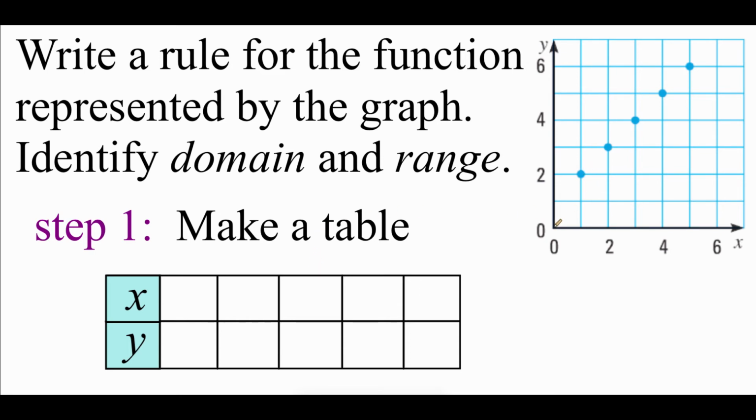So this first point, we went over 1 space and then up 2. So our x value is 1, our y value is 2. For this next point, we're over 2 and then up 3. So 2, 3. For my next one, we're over 3 spaces and up 4 spaces. For the next one, we're over 4 spaces and up 5. And then our last ordered pair is over 5 spaces and up 6 spaces. So that's our table of values that we're going to work with as we're trying to write our rule for this function.